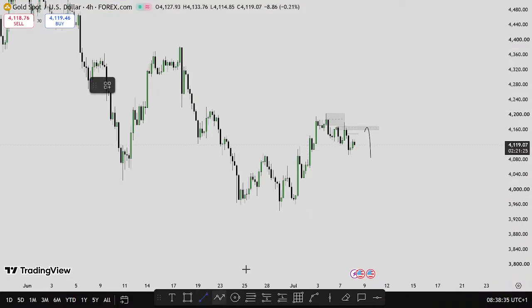Like I said, the draw on liquidity is 3960. Where is it now? I think I marked it here. So it's like 3960 here. This is the draw on liquidity that I have for gold. And it doesn't mean that it's going to happen. Are you understanding what I'm saying?